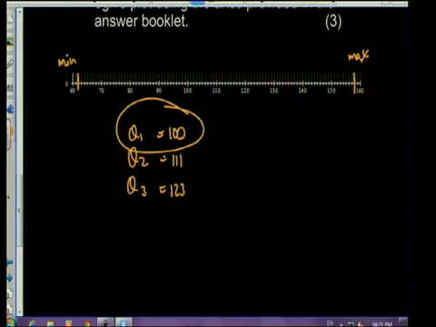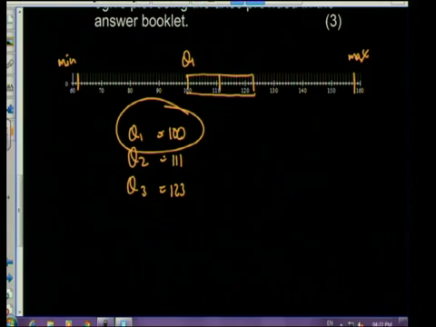Now I can go and plot this. So Q1 is going to be about 100. Q2 is going to be 111. Q3 is 123. There we go. So create the box. Remember, it's a scale diagram. There's your Q1. There's your Q2. There's your Q3. And then join the whiskers. And there is my box and whisker.